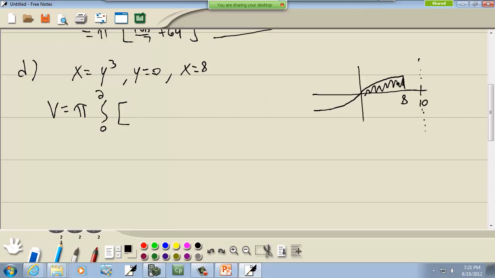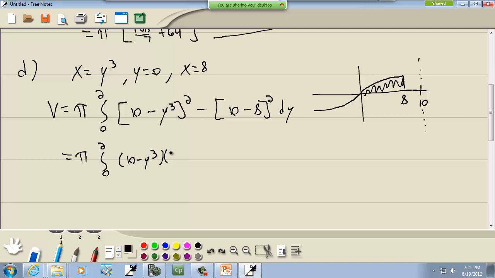Okay, so 0 to 2. And we got our line, which is 10, minus our outer one, this one, y to the third, squared, minus our line minus the one closest, which is 8, squared, dy. Well, when I square this, I get 10 minus y to the third times 10 minus y to the third, minus 10 minus 8 is 2, so we got 2 squared, dy.